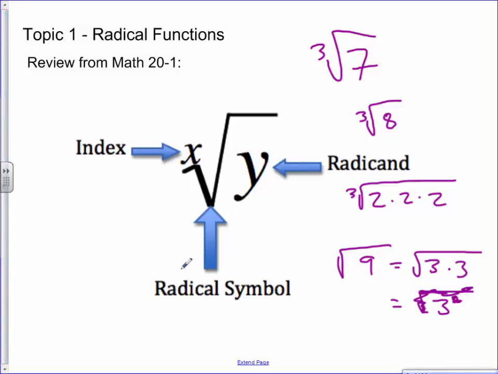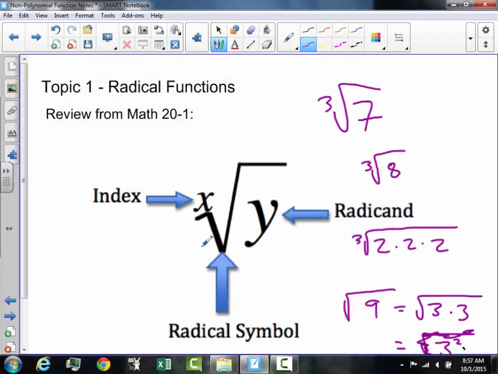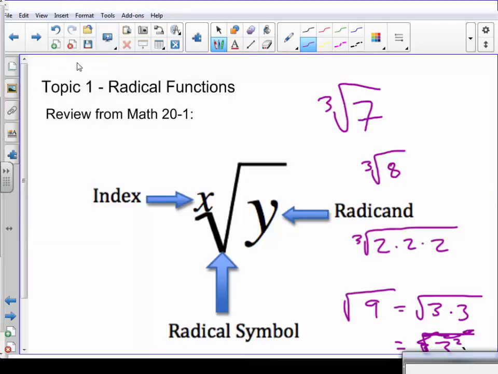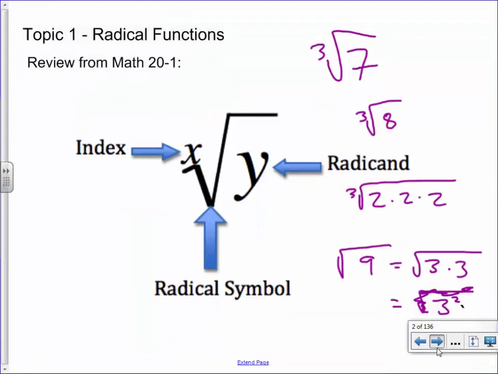Except I lost the stupid little writing cursor thing. Where is it? There, I'm going to just go down here.